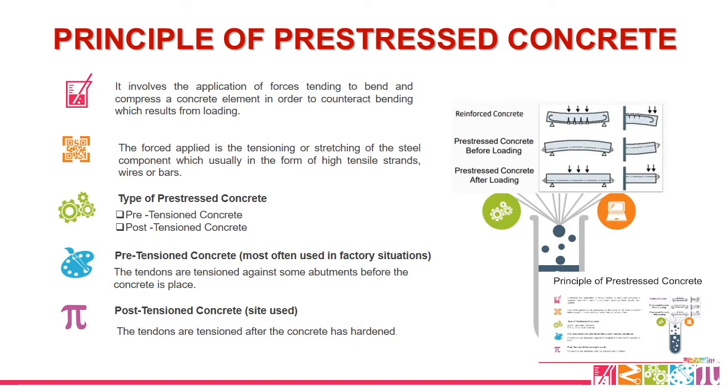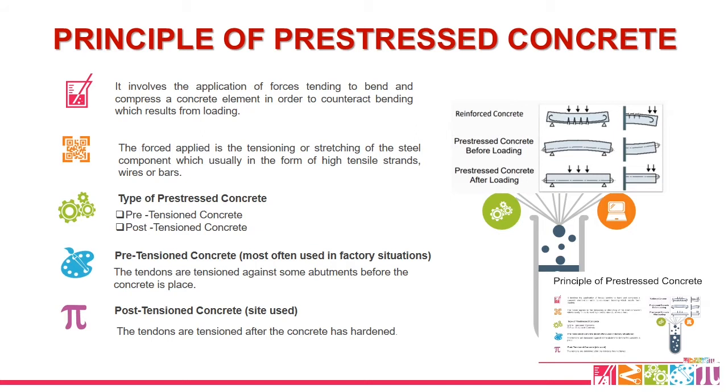Principle of prestressed concrete. It involves the application of forces tending to bend and compress a concrete element in order to counteract bending which results from loading. The force applied is the tensioning or stretching of the steel component, which is usually in the form of high tensile strands, wires or bars. There are two types of prestressed concrete, which are pre-tension concrete and post-tension concrete.